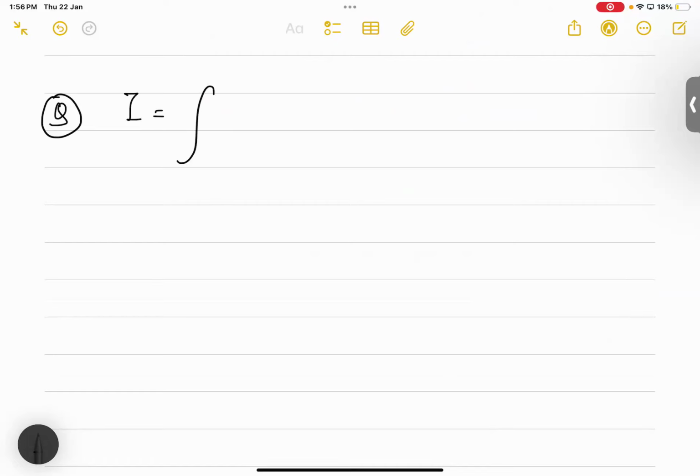Integration 0 to pi, x upon 1 plus sin x. Now looking at 1 plus sin x in the denominator, most of you will apply conjugate. But the numerator is not a trigonometric function. X is there. So don't use conjugate. If it is only 1 plus sin x in the denominator, or sin x upon 1 plus sin x, or cos x upon 1 plus sin x, do rationalization. But then in the numerator, there is an algebraic function. Apply the property.